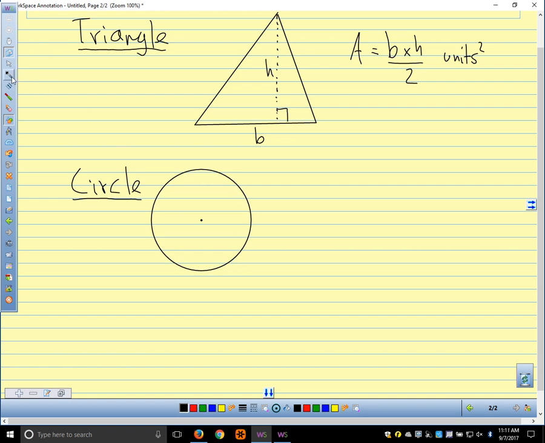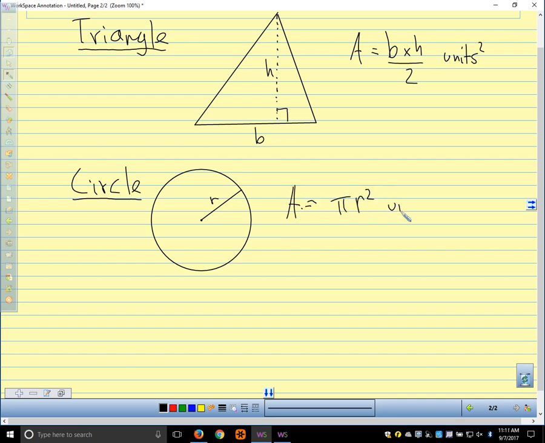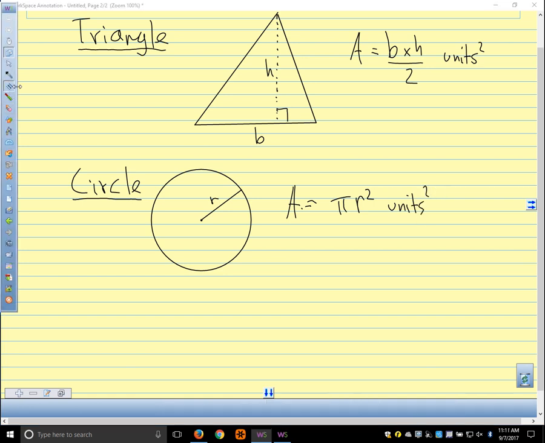Circles are nice because really there's only one piece of information that we need to know, the radius. So do we remember the formula for the area of a circle? Yeah, true. Pi r squared. Nice. So our area is pi r squared, and our units are square units. I'm going to draw one other thing. So that's a radius. All the way across is a diameter.